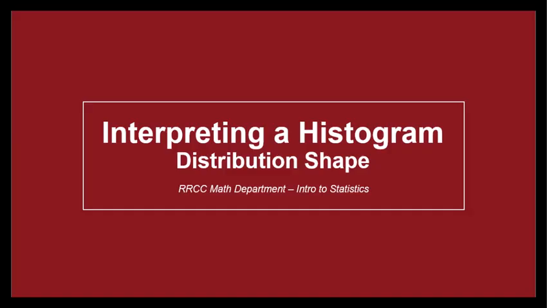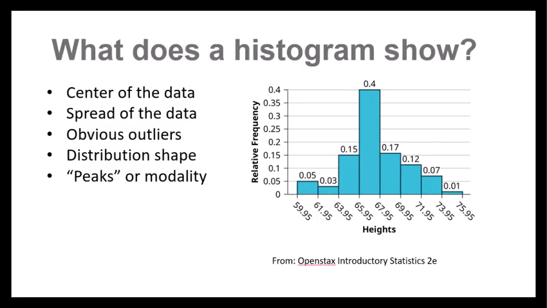Hi everyone, in this video I'm looking at distribution shape of histograms. If you're new to histograms, I would recommend first watching the Interpreting a Histogram Basics video, which goes into the details about how to read a histogram and what we're looking at and how we use it to analyze numerical data. In that basics video, we left off with this example and talked about how we were looking at histograms to give us a sense of the center, spread, and any outliers in the histogram.